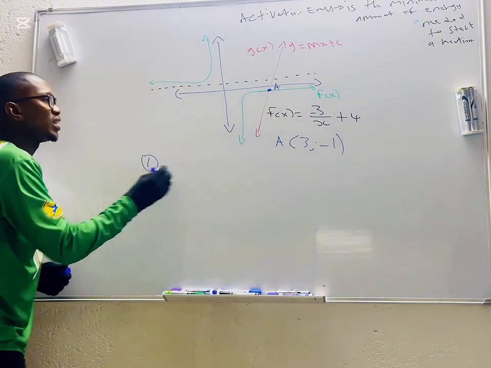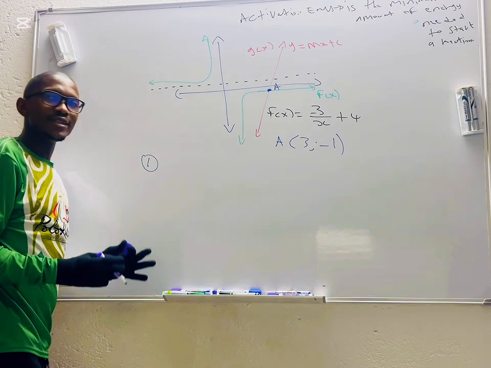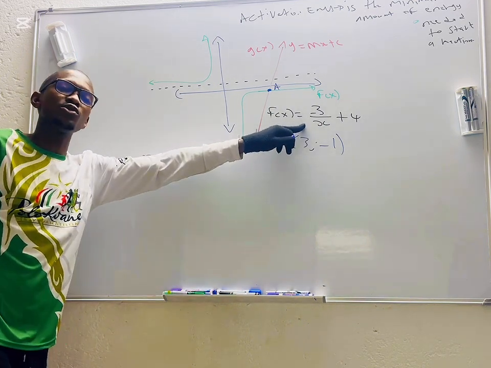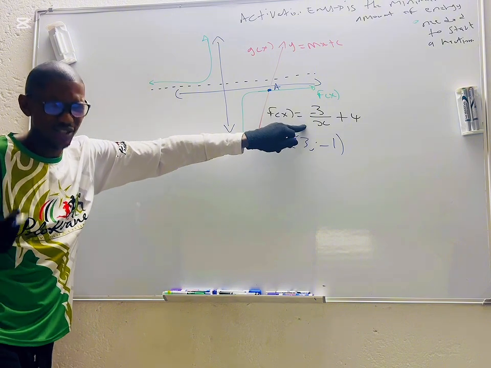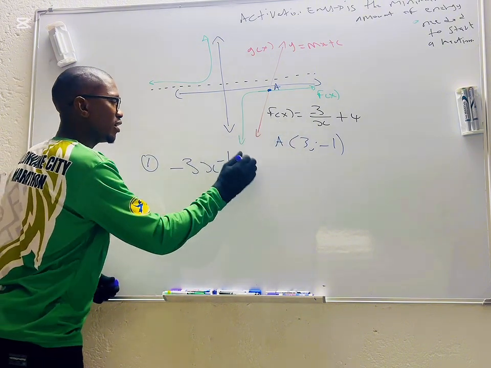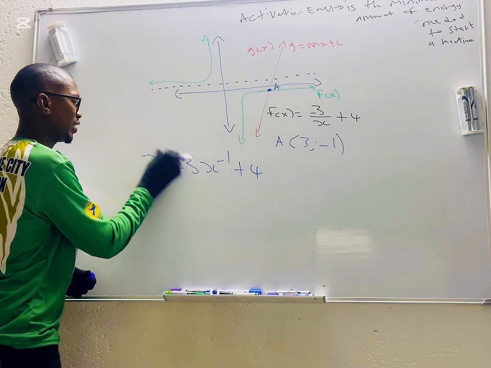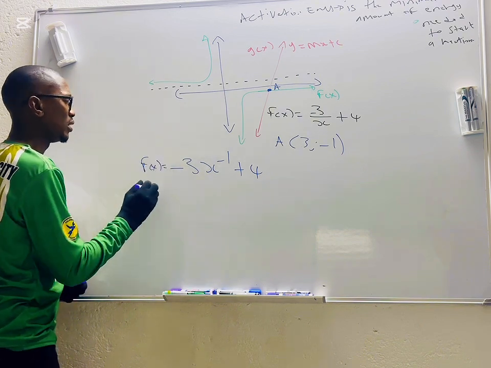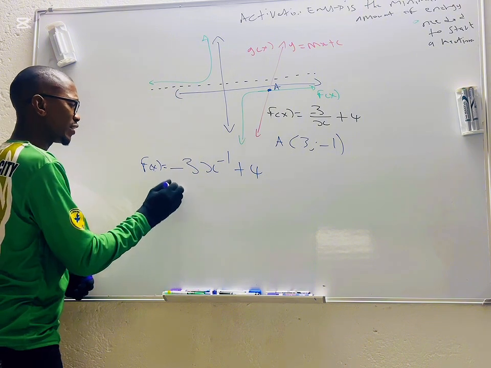First step, we need to rewrite this in a standard form, because you can't derive it when it's like this. You are not allowed to, if you're doing advanced maths. So we need to say 3x to the power minus 1 plus 4. Basically, this is f of x. Okay, that is our step 1, right? So let's start to derive.